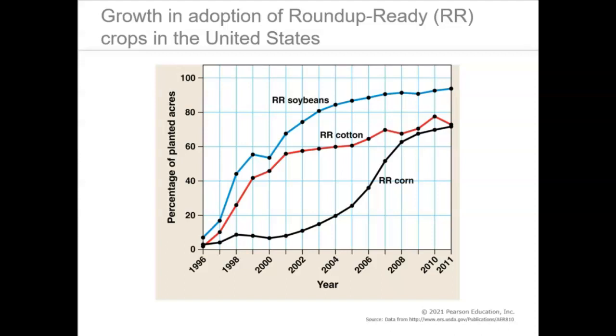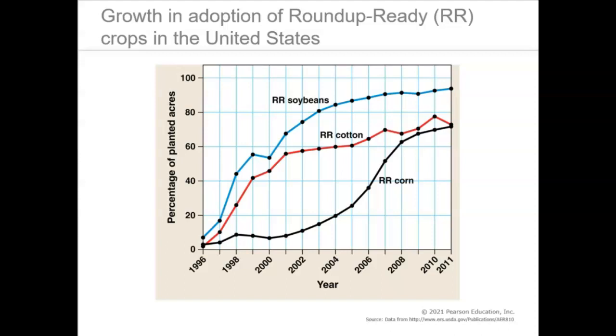This graph here just shows the growth and adoption of the Roundup-Ready RR crops in the United States. So these are crops that have been genetically modified to be resistant to Roundup. And so you can see the most common crops that use this genetic modification are soybeans, cotton, and corn.